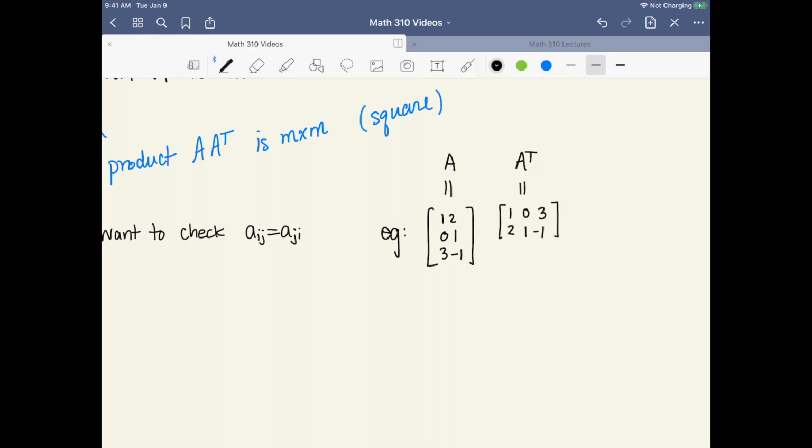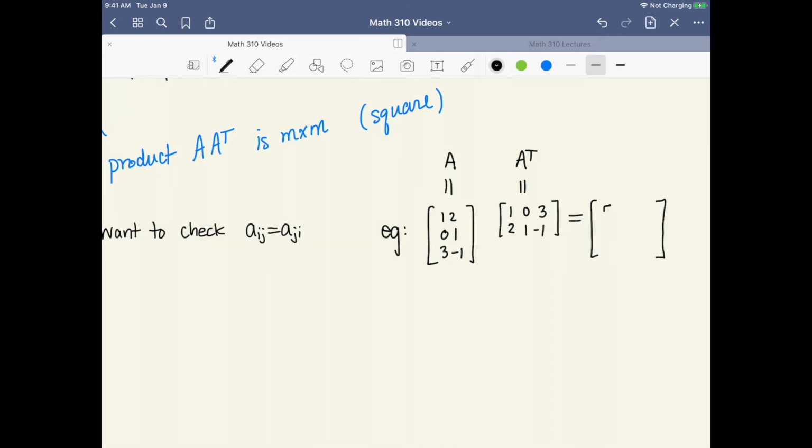Now let me multiply these together. This is a 3 by 2 times a 2 by 3, so I expect a 3 by 3 to come out of this. And the entries of this matrix are going to be, well, let's see, I have a 1 plus a 4, so that's a 5. I have a 0 plus a 2. I have a 3 minus a 2.